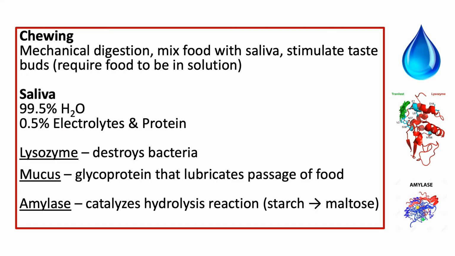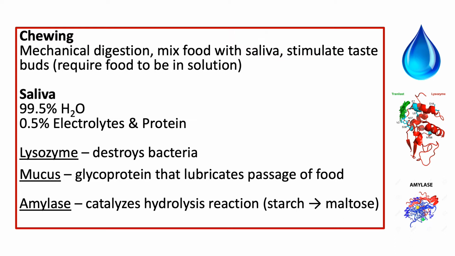The saliva is going to mix with food when we start that mechanical process of digestion within the mouth. So saliva and the ingested materials are going to mix and form that bolus. And actually, in order to stimulate the taste buds, that food needs to be in a solution. It needs to be mixed with saliva. Saliva is 99.5% water and then 0.5% electrolytes and proteins.